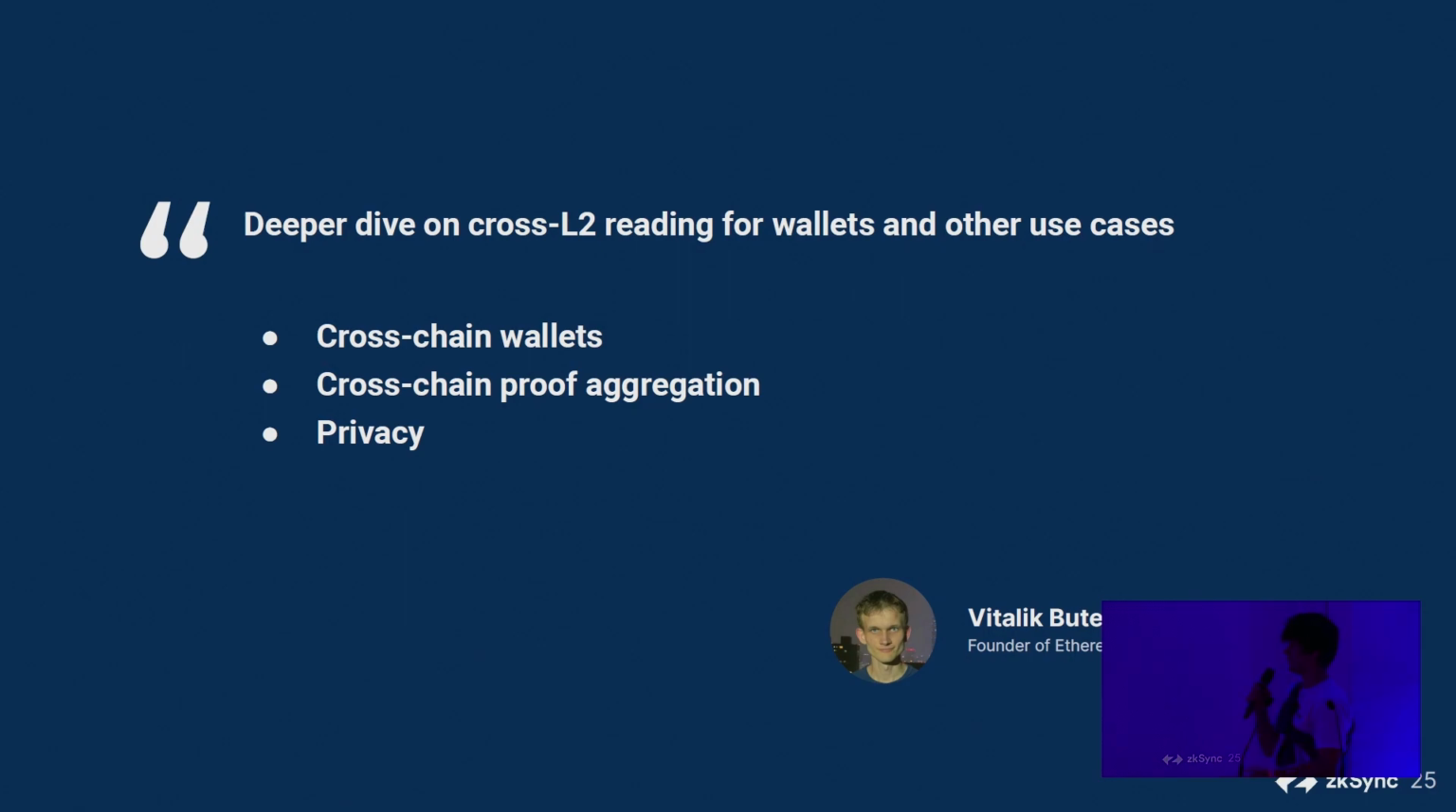He also talks about cross-chain proof aggregation. This is a performance improvement used to make hyperbridging cheaper. And he mentions privacy, which is also a long-term goal.